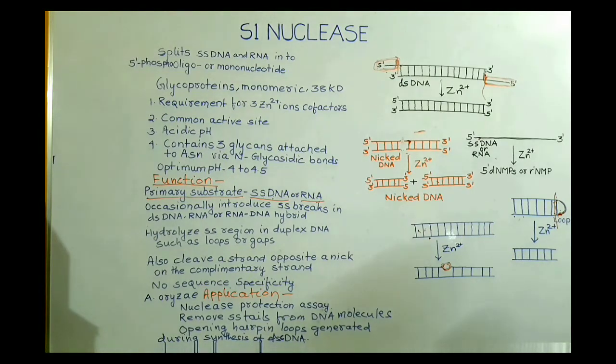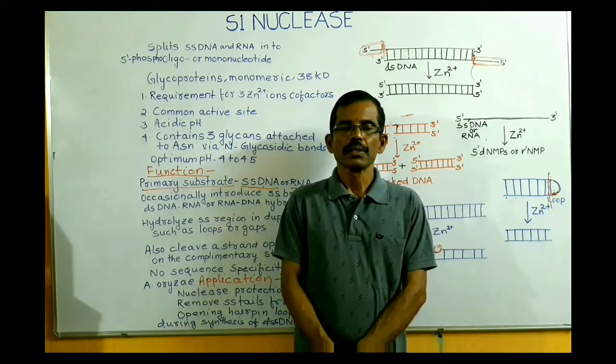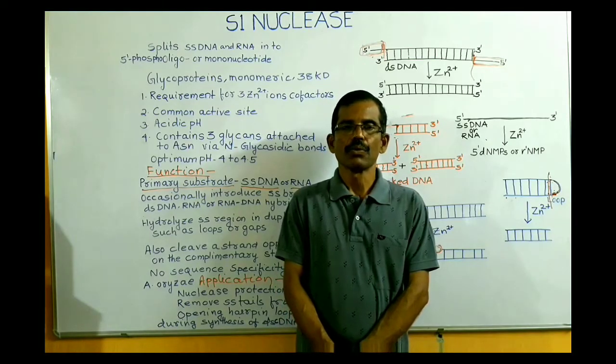And another function is during the synthesis of DNA from mRNA with the help of the enzyme reverse transcriptase, a hairpin loop is formed. Such a hairpin loop which is generated during the reverse transcription can also be cleaved by the enzyme S1 nuclease. This is about the application of the enzyme S1 nuclease.